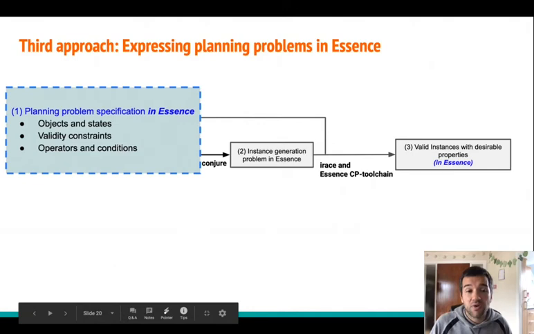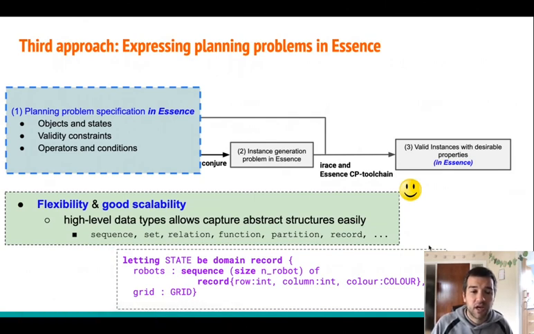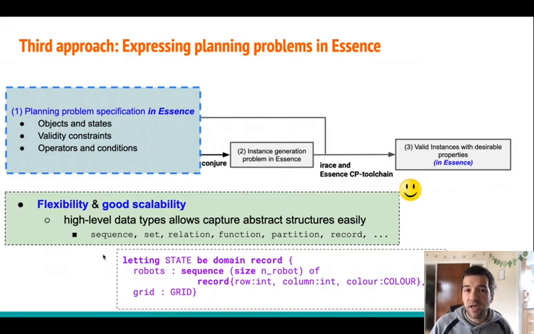And this was our third approach, that is expressing planning problems completely in Essence. What we would gain from here is in flexibility and scalability, as we would be able to use the high-level data types not only into the expression of the validity constraints, but in all the problem, leading to states that are structured like this instead of big sets of booleans that resemble something like a SAT instance.